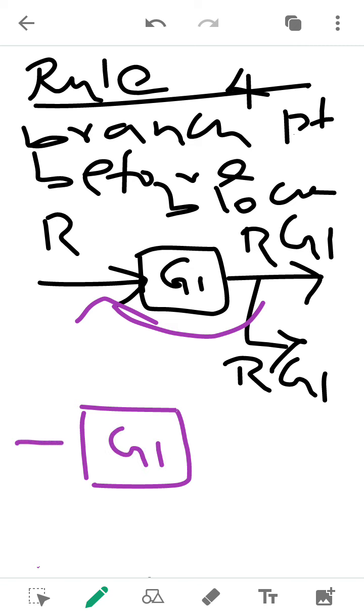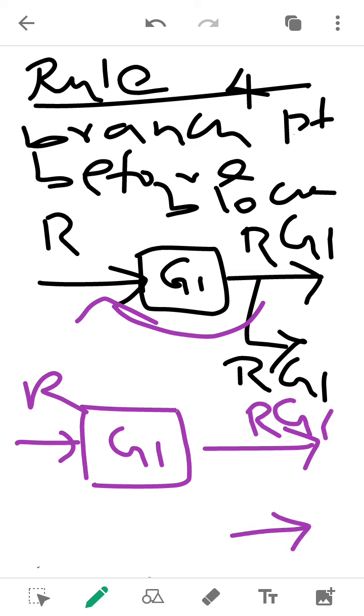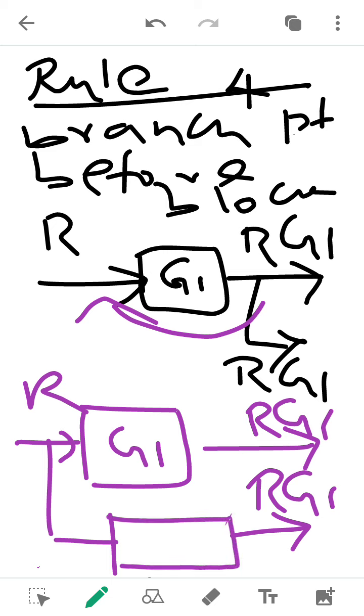Again mark the block G1, the output should be R. Here again the output should be RG1, the signal that should be got here should be RG1, but I am to move this here. So you need to include a block here. Here the signal is R and I am to obtain the output RG1. So I am supposed to include a transfer function same as the one to which I am moving the branch point, just the block to which I am moving before. So this is all about rule number 4, which tells you how to move the branch point before the block.